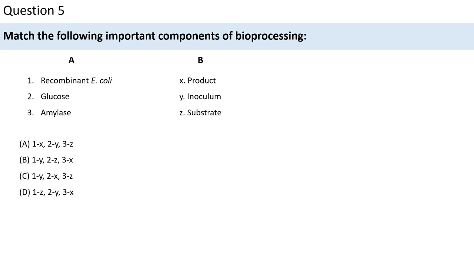So recombinant E. coli cannot be a product, but it can be given as an inoculum so that it will replicate and produce a recombinant product of interest. So for option 1, E. coli inoculum is the answer. And glucose, coming to glucose, can glucose be a product? Or can it be a substrate? Only two ways are possible.